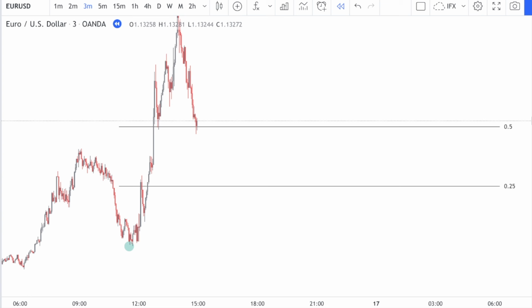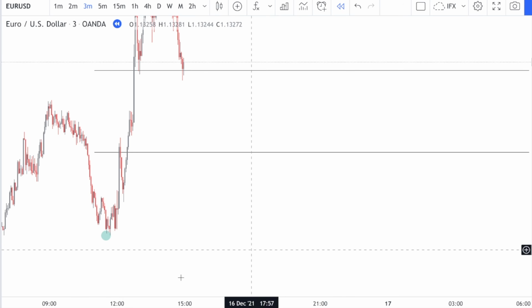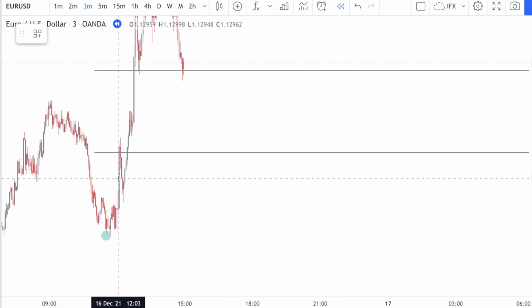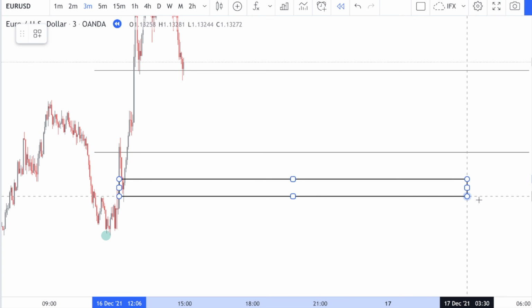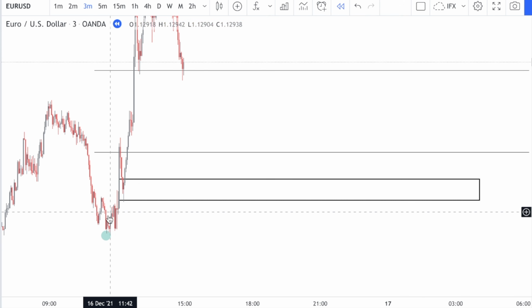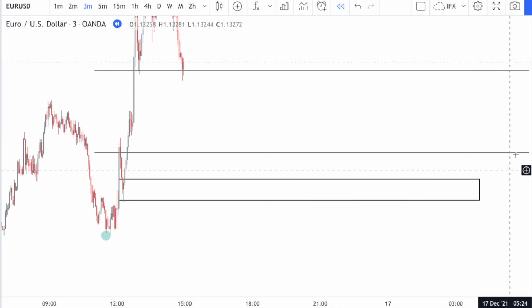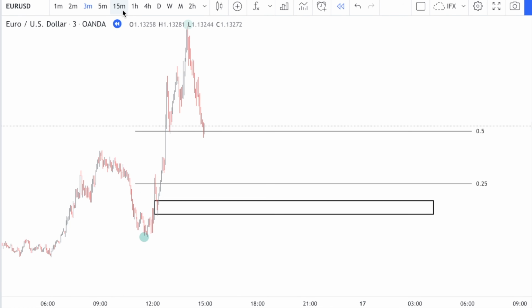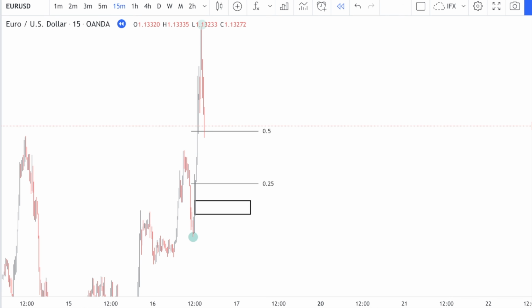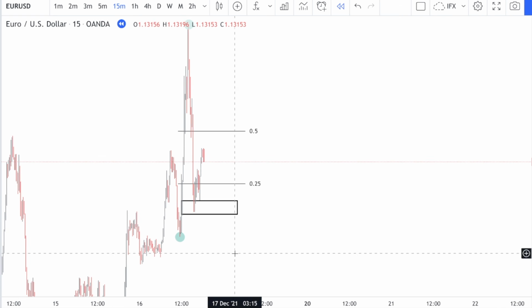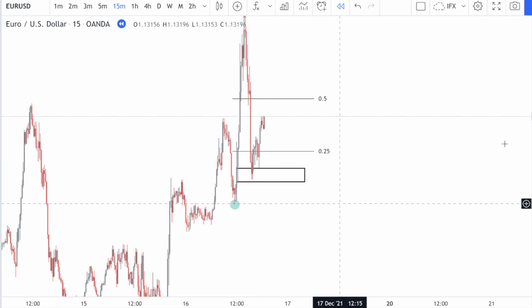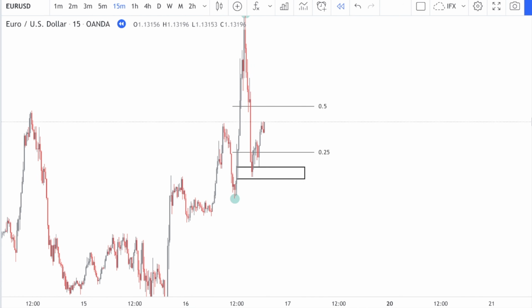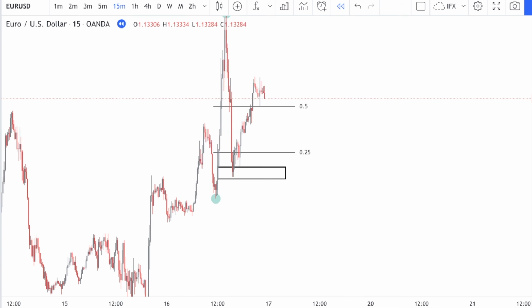However, you can see there's a nice demand zone right here, sitting right here, okay. Everything below it seems to be fairly priced. Nice demand zone sitting right there. Let's go back to 15-minute. We come into it pretty much perfectly, and off we go.